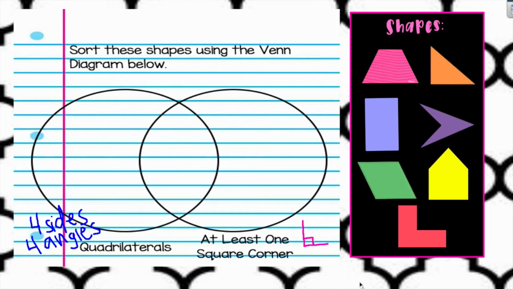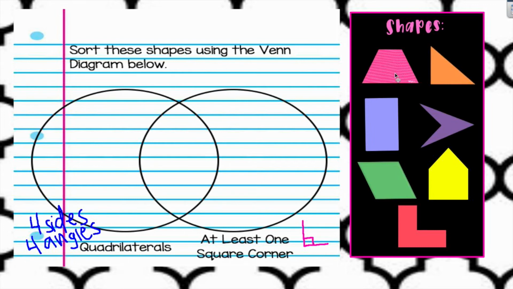The first shape that we're going to talk about is a trapezoid. So let's think about a trapezoid. How many sides does a trapezoid have? 1, 2, 3, 4. How many angles does it have? 1, 2, 3, 4. So already I know a trapezoid meets the needs of a quadrilateral. It has 4 sides and 4 angles.